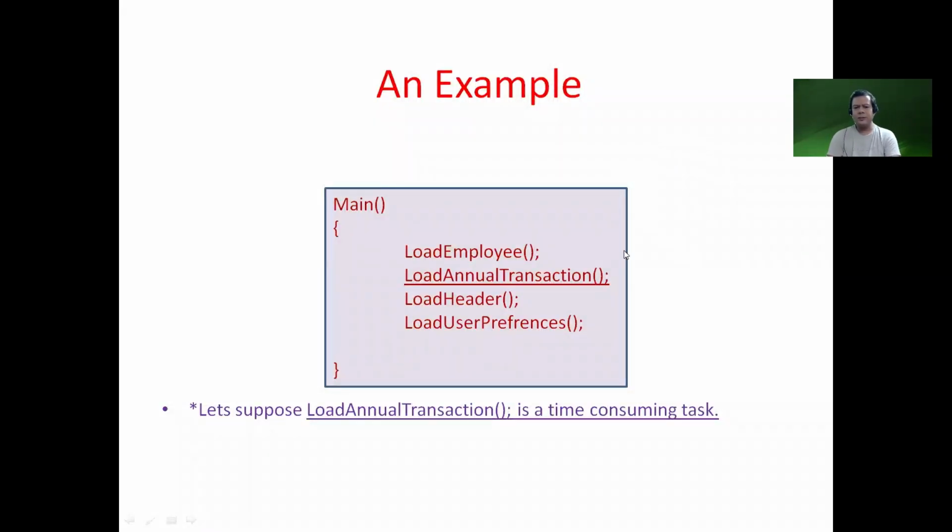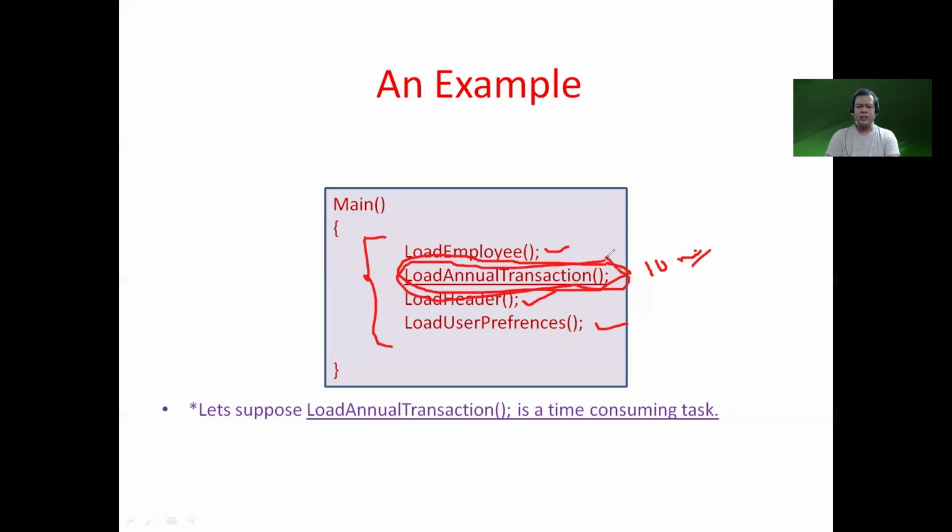Now here is an example. Suppose there is a main function, and in that main function you have called a couple of functions. Suppose these are all normal functions. This takes very little time to execute, this takes very little time, this takes very little time, but this is the only function that will take a lot of time to execute. For example, if it takes 10 minutes to execute, then your main method will have to wait for 10 minutes for this particular function.